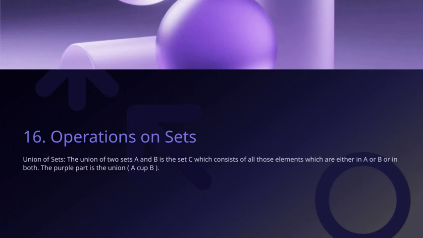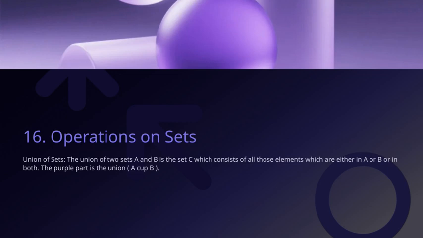Now let's talk about the union of sets. The union of two sets, A and B, is essentially a new set, which we call C. This set C contains all the elements that are in A, in B, or in both. Think of it as combining everything from both sets into one big collection. If you look at the diagram, you'll notice the purple part, which visually shows us the union, or what we call A cup B. It's a helpful way to see how these sets come together.